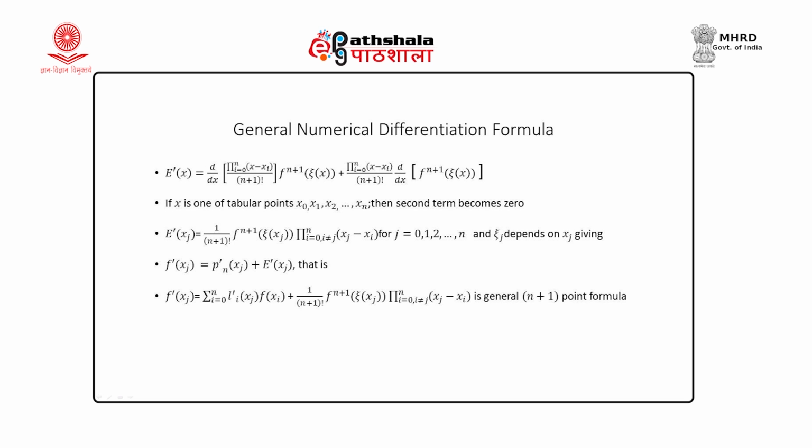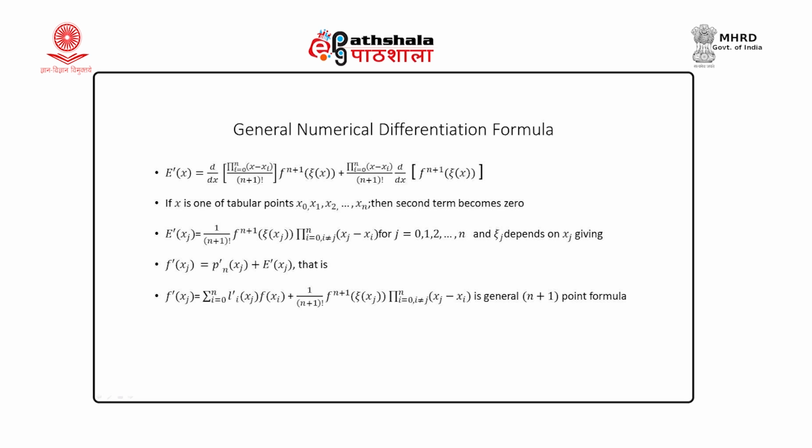Now, the second term is not known to us because xi is not known to us. So, this term is not known to us, we have no idea about d by dx of this term. But if x is one of the tabular points, then this product becomes 0, and then the error E dash simplifies to only the first term. And so, let us put x equal to x j, because in that case the second term becomes 0. So, x is x j, where j can be 0, 1, 2, 3, ..., n.